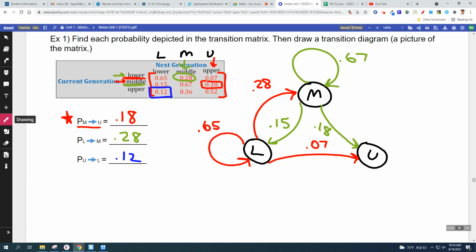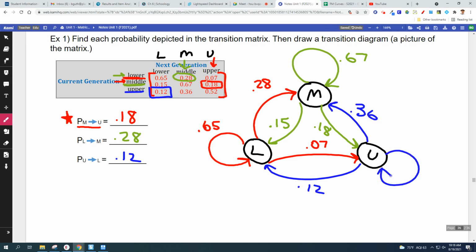Now I'm going to do upper. Upper to lower is 0.12. Upper to middle is 0.36. And upper to upper, or back to itself, is 0.52. 9 numbers in the matrix, 9 arrows in the transition diagram. They both represent the exact same information.